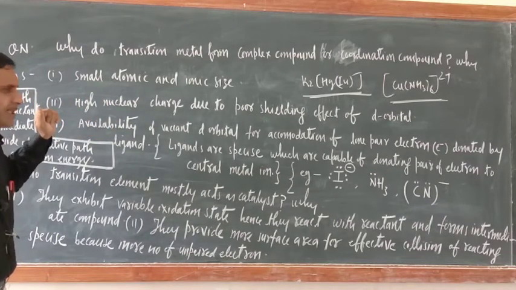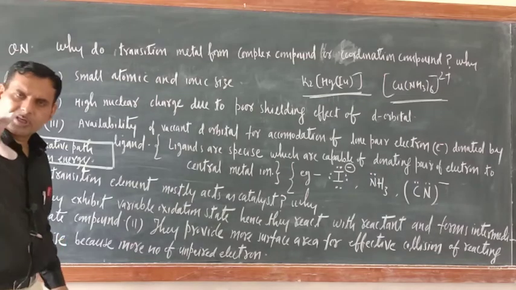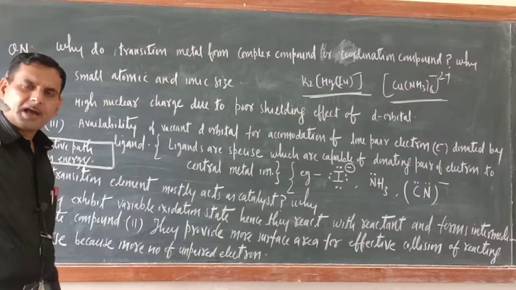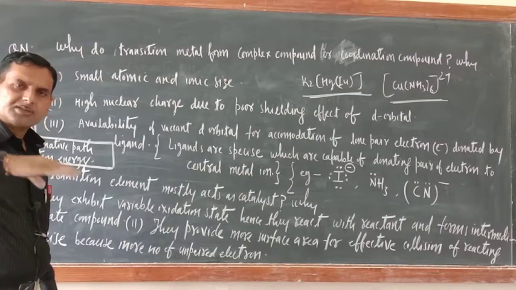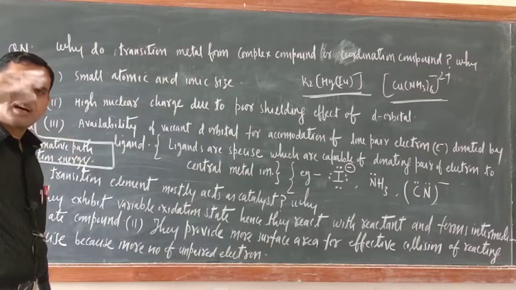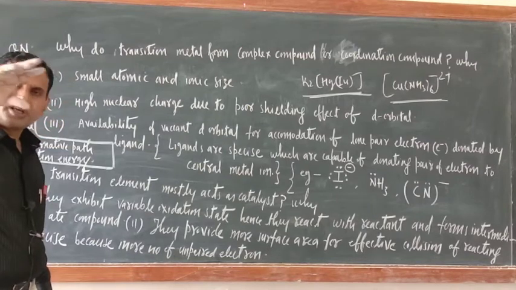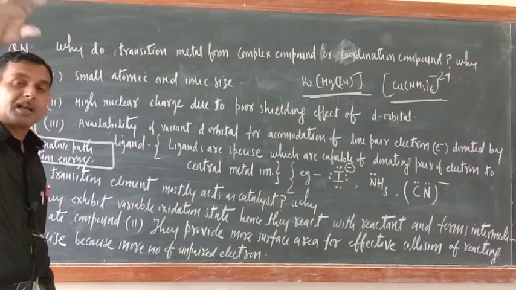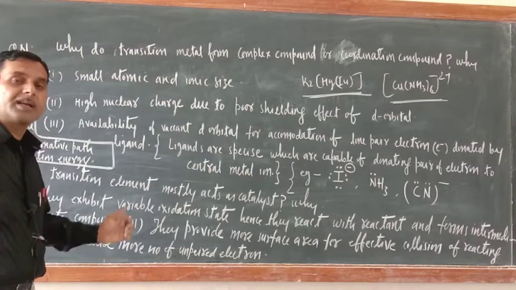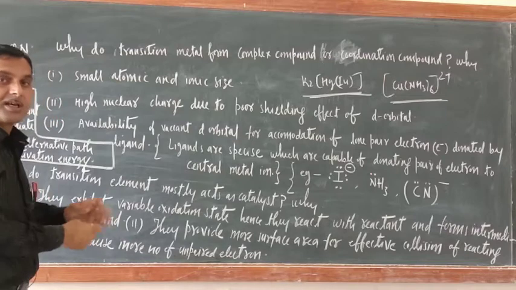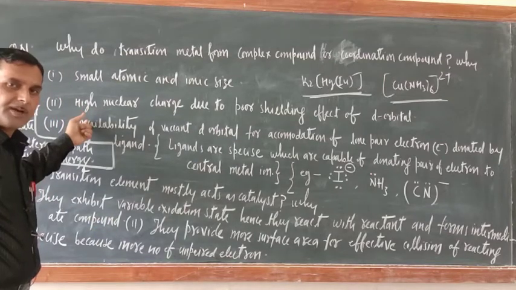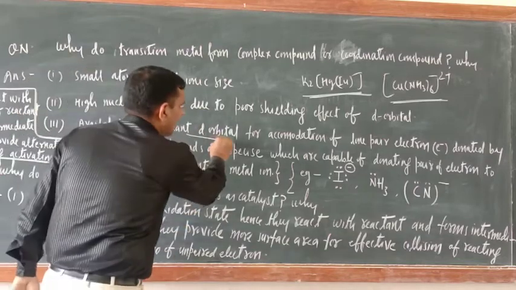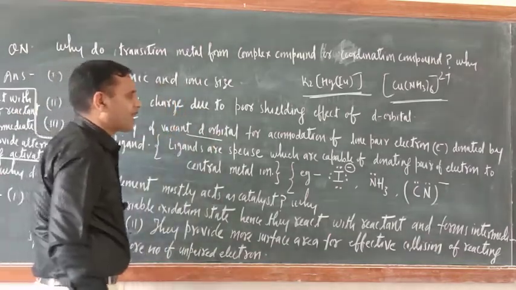Why is their nuclear charge high? They have d orbitals, and d orbitals have poor shielding effect. So the nuclear charge will cross the d orbital, reach the outermost shell and attract. So nuclear charge is more. The third thing is the availability of vacant d orbitals for the accommodation of lone pairs of electrons donated by ligands.